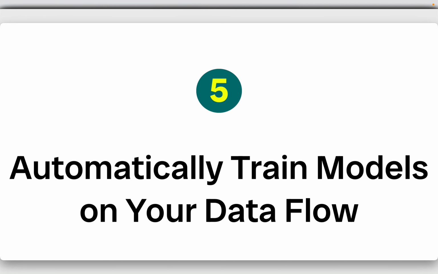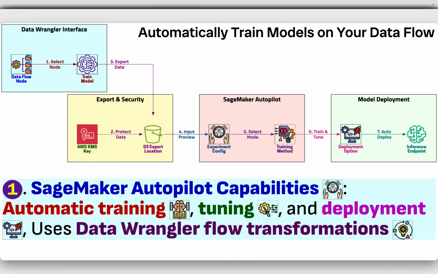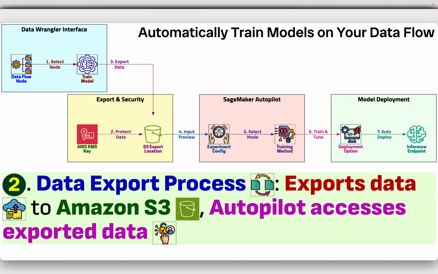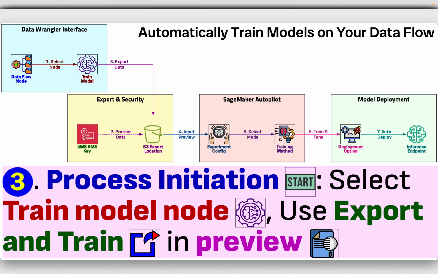Next, it can also automatically train models on your data flow. So Amazon SageMaker Autopilot enables the automatic training, tuning, and deployment of models using data transformed within a Data Wrangler flow. When a model is trained, Data Wrangler exports the necessary data to an Amazon S3 location for Autopilot to access. Users can initiate the process by selecting the train model option from a node within the data flow or by using export and train in the data preview.